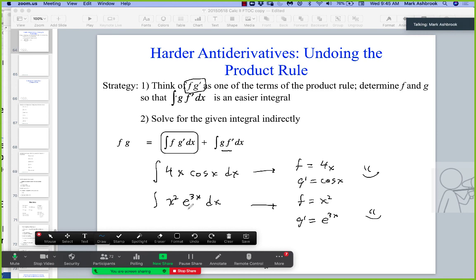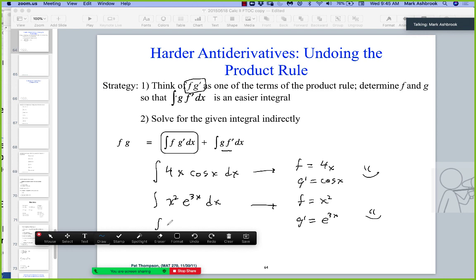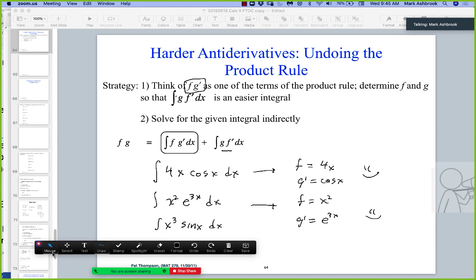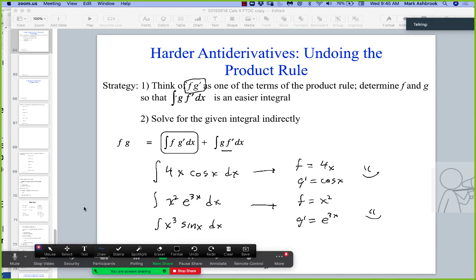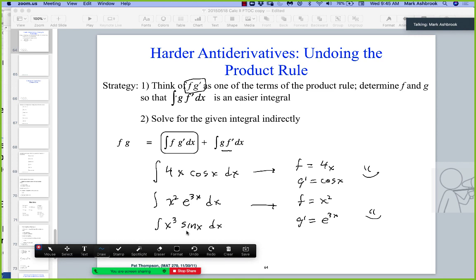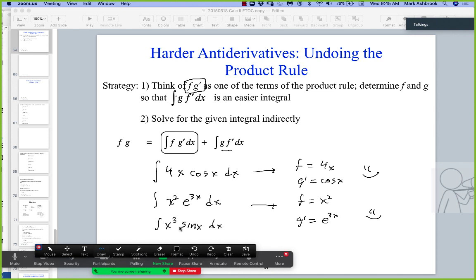Okay, so if we had, say, x cubed sine of x dx, what would we assign? What would we assign for f? X cubed, right? And then how many iterations would it take us? How many nested problems will we have to do to work all the way to the solution then?